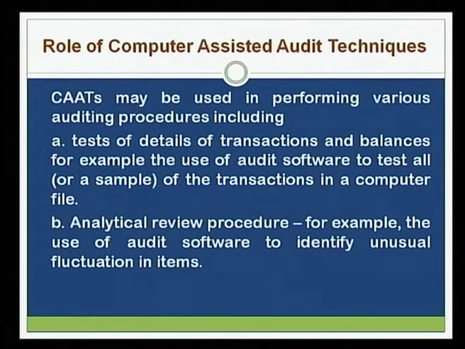The second one is the analytical review procedure. Analytical review procedure, as we have already discussed in our lecture 1 on the basic concepts of audit, is where the trends and ratios are checked and audited by the auditor. Using CAT techniques, again we can go for analytical review procedures, and the use of such software would be useful to identify unusual fluctuations in items. So, a peculiar feature of analytical review procedure under CAT is that unusual transactions can be identified.